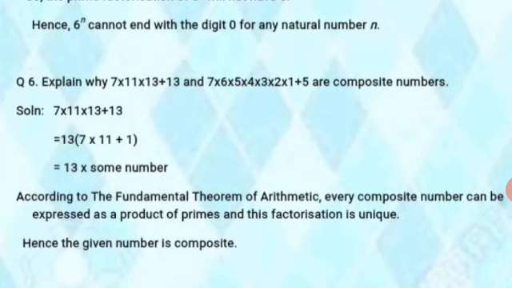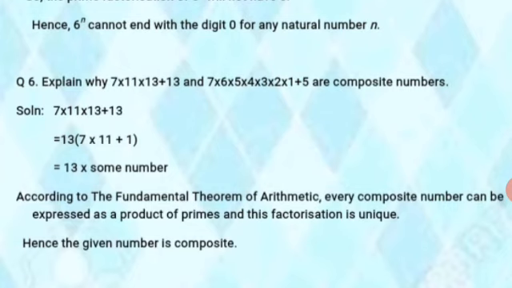Now if you solve that bracket part, you will get a number that is other than 1. And 13 remains as it is. So it is next written as 13 into some number. We are not interested in the other number. We know that it is not equal to 1. It is other than 1.